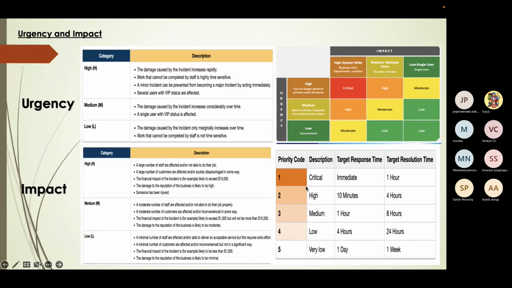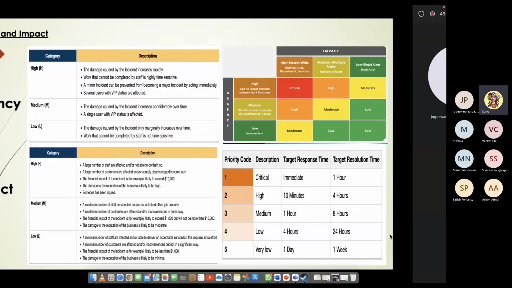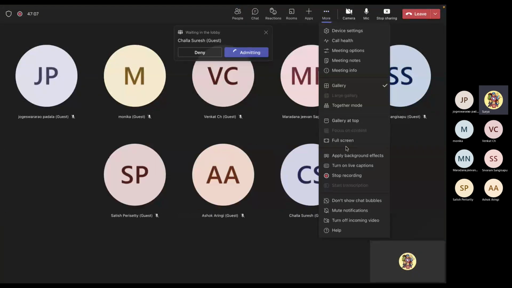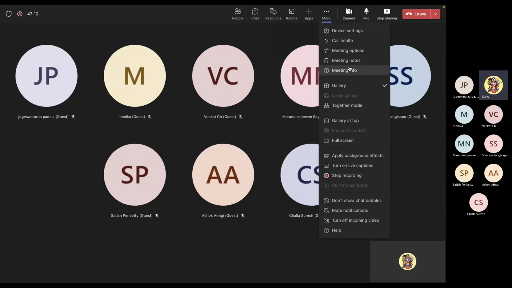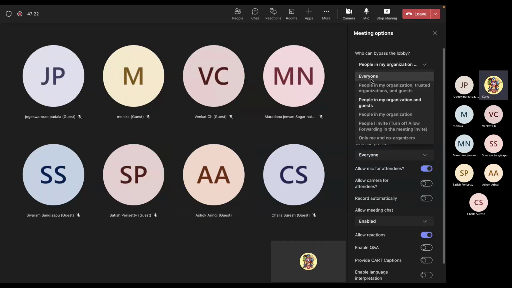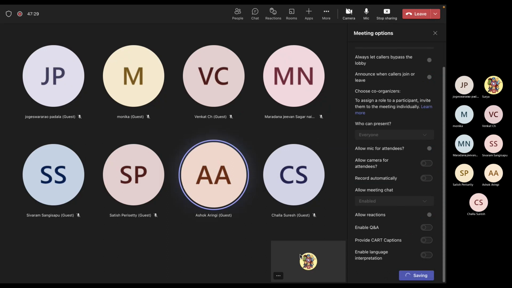I think I should bypass this thing. One second. I think we will be having meeting options here. Announcement, colors, join or leave. No. People in my organization. First one. Everyone. Everyone. And moreover, yes, that's it. Okay.